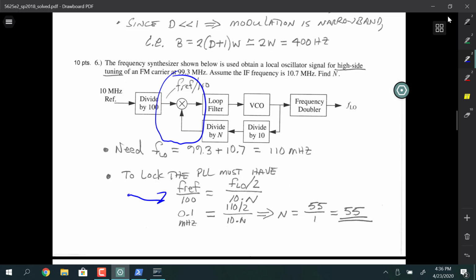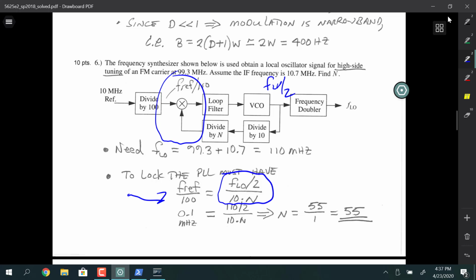I say I have a frequency doubler, so that means this is FL over 2. And then FL over 2 gets divided by 10, and then also gets divided by N. So that allows me to write this equation right here, just from that alone, set that equal to the reference frequency over 100, and then I can solve out for whatever I want to solve out for. In this case, local oscillator had to be high side tuning with a 10.7 megahertz IF, so you find out that's 110, and then you just plug everything in and pop out your N value.